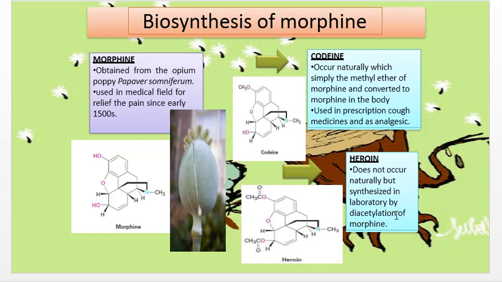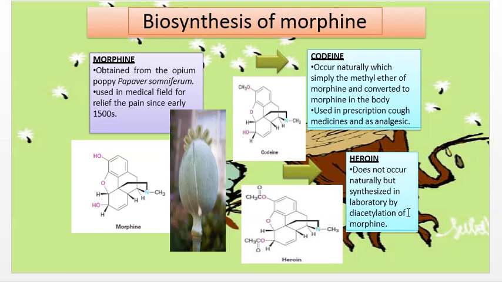This is about the biosynthesis of morphine, obtained from the opium poppy, Papaver somniferum. This plant is used in the medical field for relief of pain since early 1500. Codeine occurs naturally, which is simply the methyl ether of morphine and is converted to morphine in the body, used in prescription cough medicines and as an analgesic. And of course, heroin doesn't occur naturally but is synthesized in the laboratory by deacetylation of morphine.